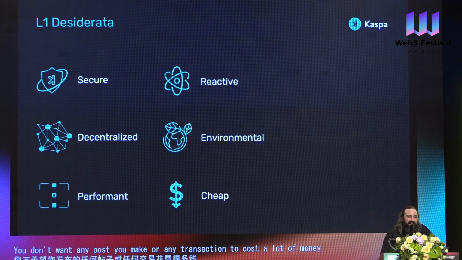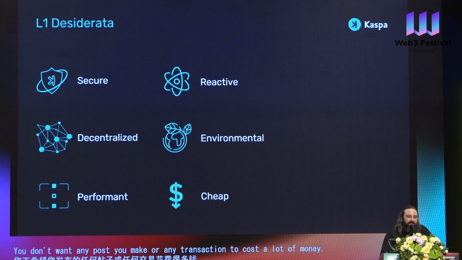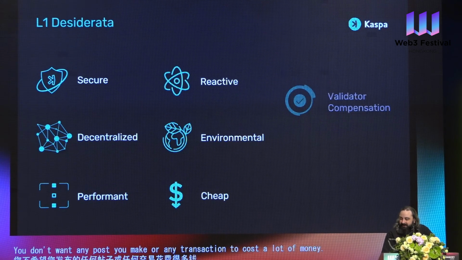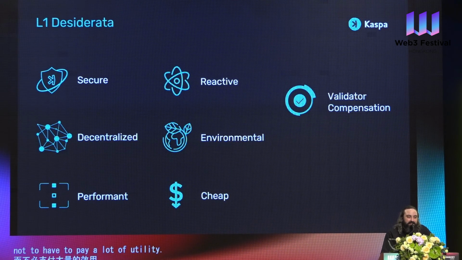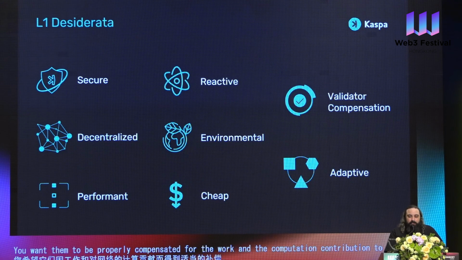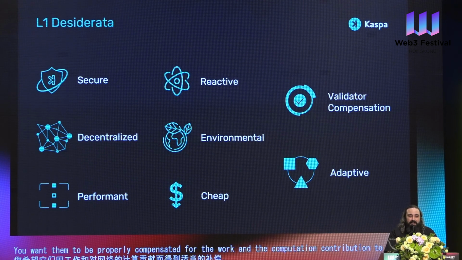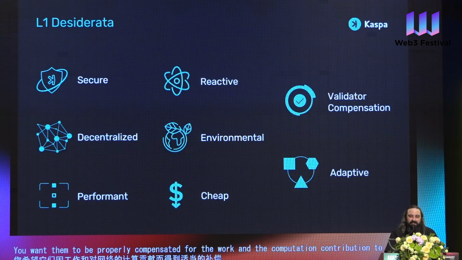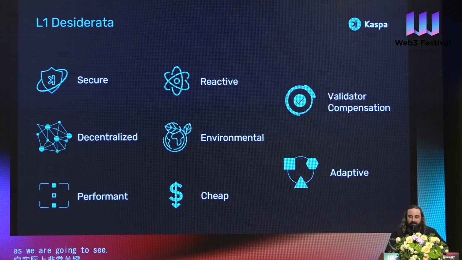And you want even the layer 2s that you build over it not to have to pay a lot of utility. You want the validators, whether they are miners on the proof of work or the validators and block creators on the proof of stakes, you want them to be properly compensated for their work and their contribution to the network. And you want it to be adaptive, which is a tricky one. It's something that most people haven't even thought about, but it's actually very crucial, as we're going to see. And I'm going to explain this as I get to it.